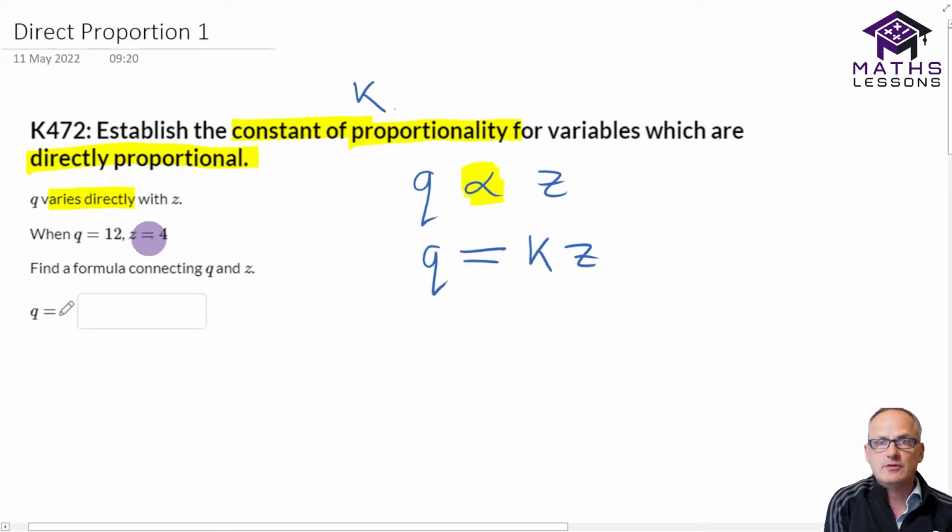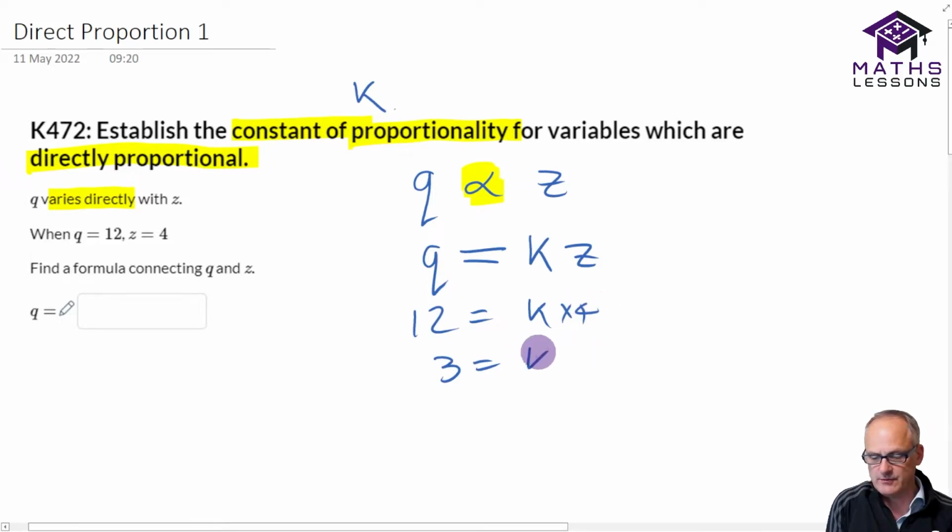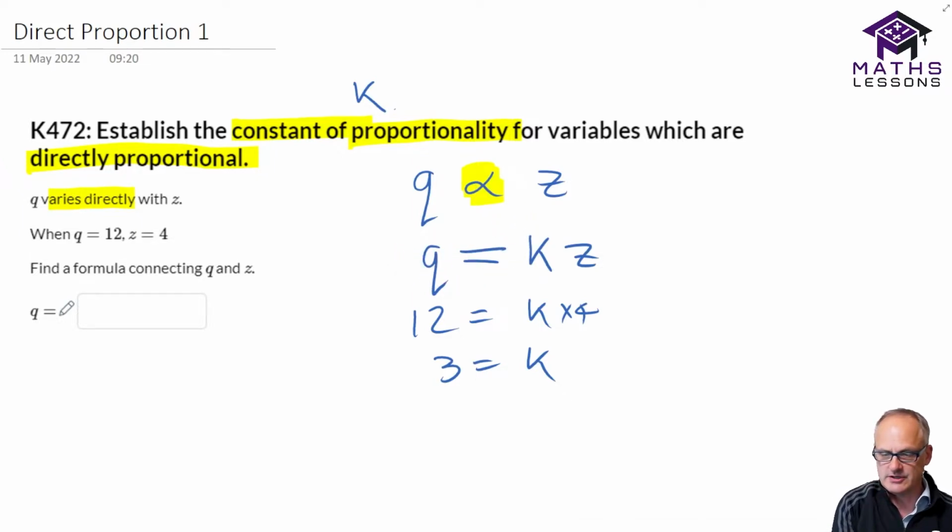In all these questions, we're usually given some values that allow us to work out K. So we're told Q is 12 and Z is 4. You may have a table of values, and you can use those to pick two which coincide to work out your K. So Q is 12 and we don't know K, and Z is 4. So we've got 12 equals K times 4. Therefore, if we divide both sides by 4, 12 divided by 4 is 3, and K times 4 divided by 4 is just K. So K equals 3.